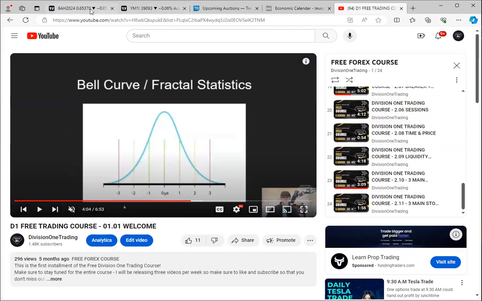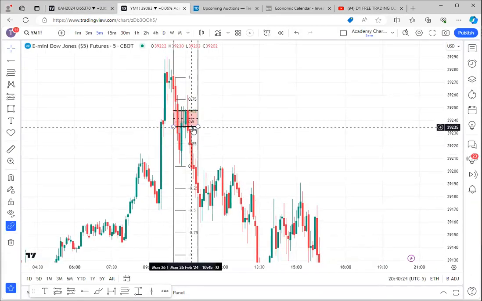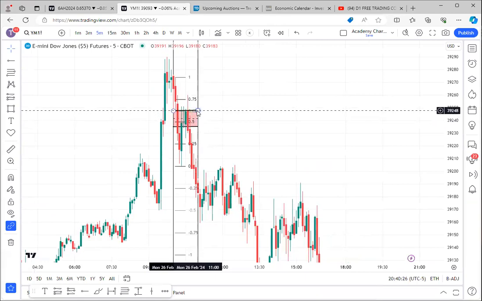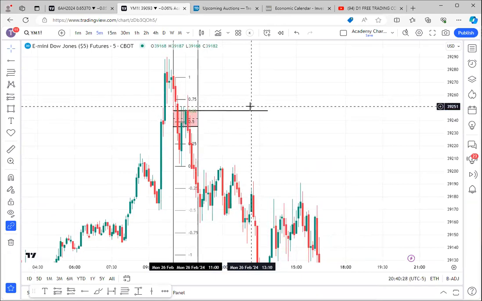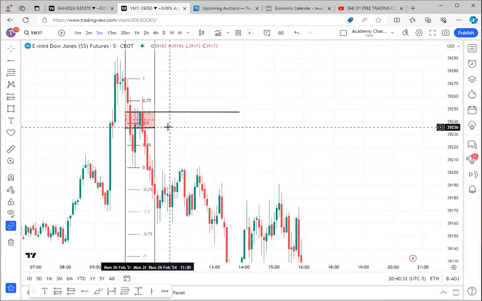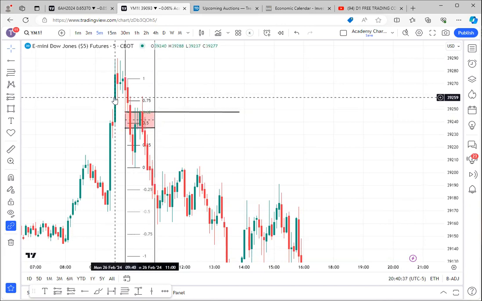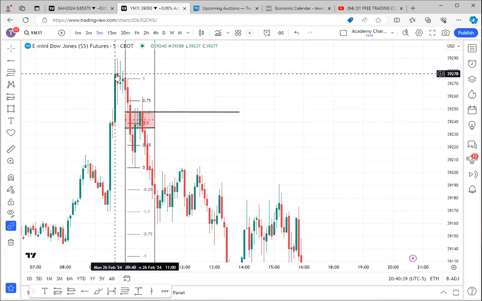We do the three main entries, which are going to be the low of the silver bullet, 50% of the silver bullet, or the high of the silver bullet. You learned tonight that my favorite entry is here at the high. And you also learned our three stops. You could either use the stop as a silver bullet, you could use 50% of an order block, or the high of the order block.